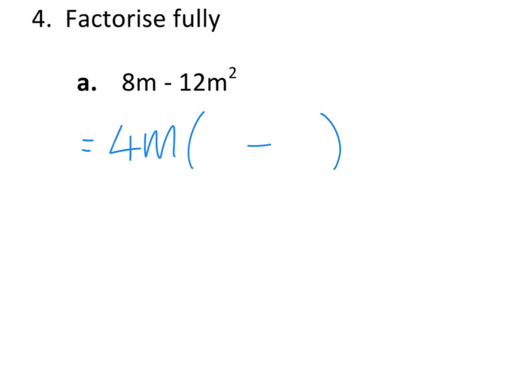So now what we have to figure out is 4m times something in here has to give us 8m. So that's simply 4m times 2 in this case. And then 4m times something in here has to give us 12m squared. So that's going to be 4 times 3 makes 12, and m times another m to get the m squared. That's it factorised fully. There's no further factorising possible. So that's our final answer.